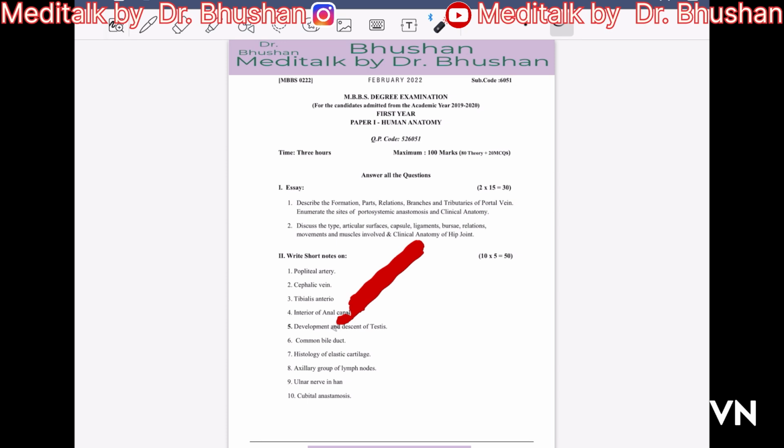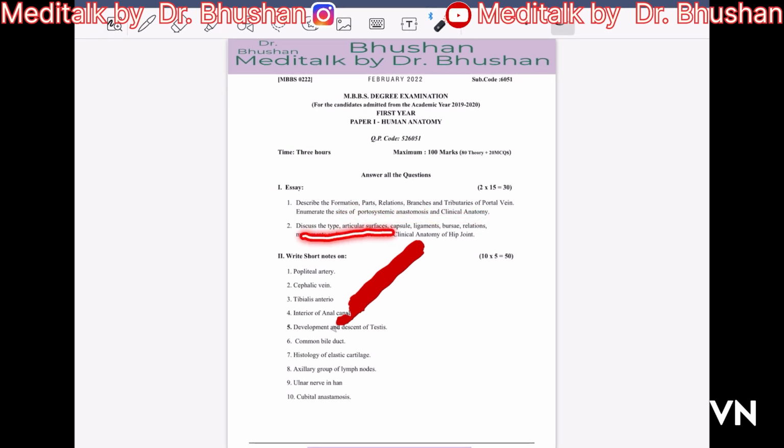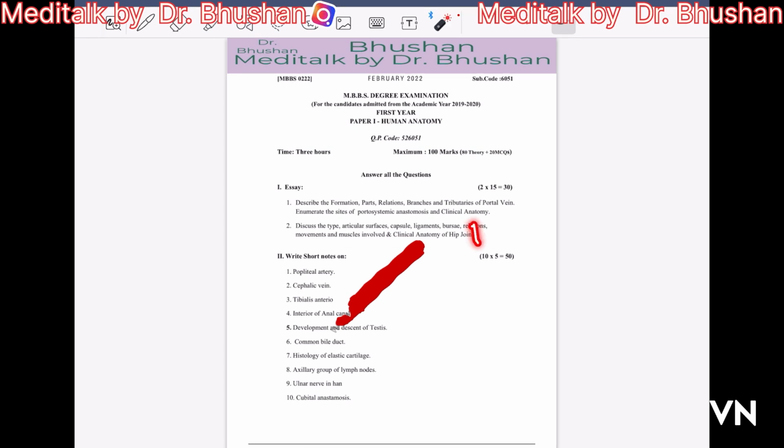LAQ, describe the formation, parts, relations, branches and tributaries of portal vein and enumerate the sites of portosystemic anastomosis and clinical anatomy. Second is discuss the type and articular surface, capsule, ligament, bursa, relations, movements and muscle insertion and clinical anatomy of hip joint. Here is a hip joint, here is a portal vein.